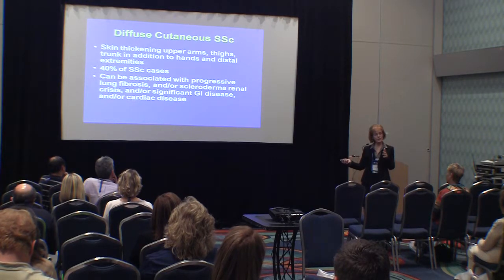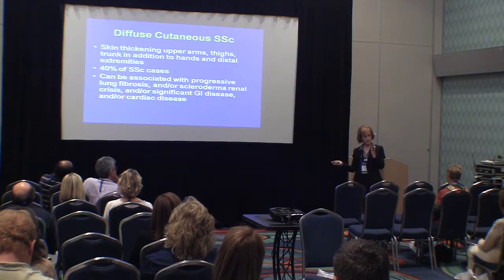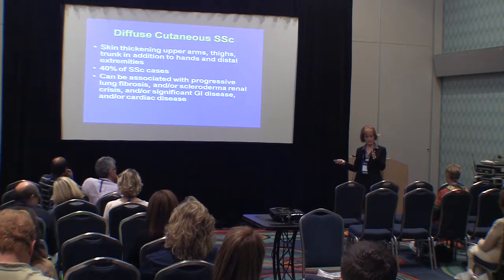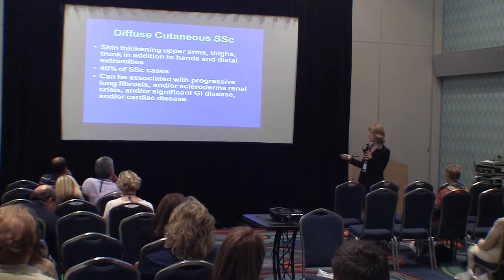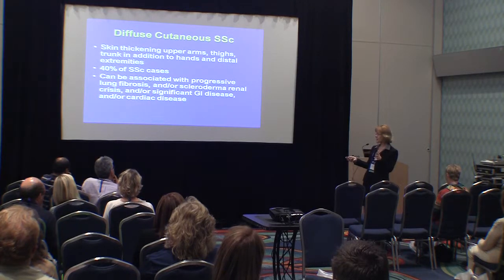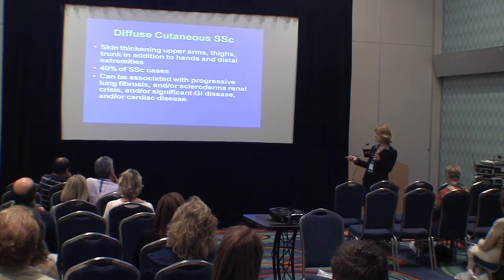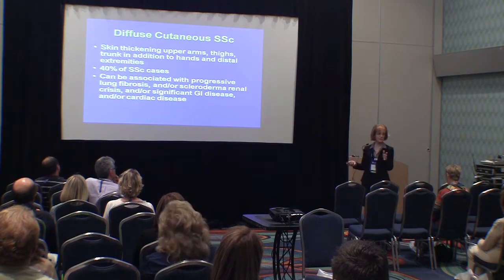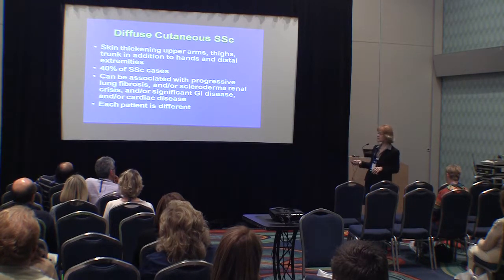And what we worry about is that it can be associated, not 100% of the time, but more frequently it's associated with the more progressive kind of scar tissue in the lungs or lung fibrosis. We worry about renal crisis due to scleroderma, and then significant gastrointestinal disease, and rarely cardiac disease as well.